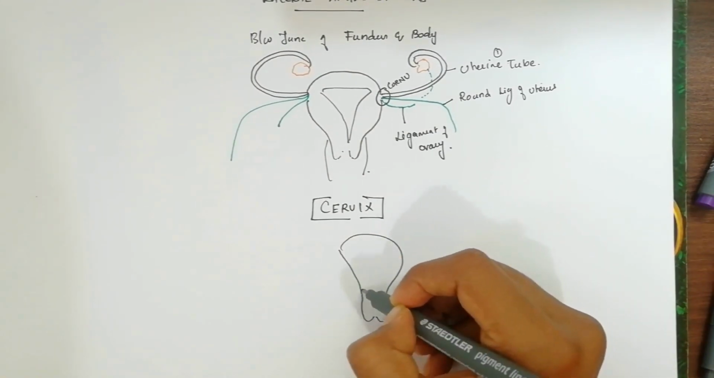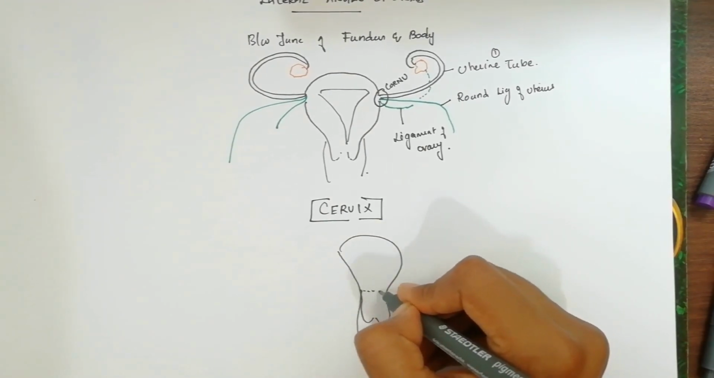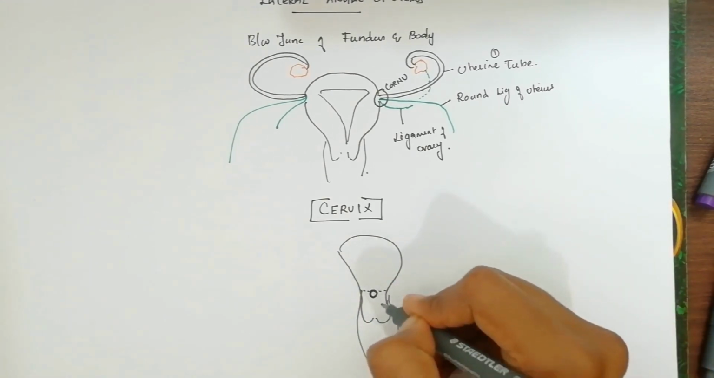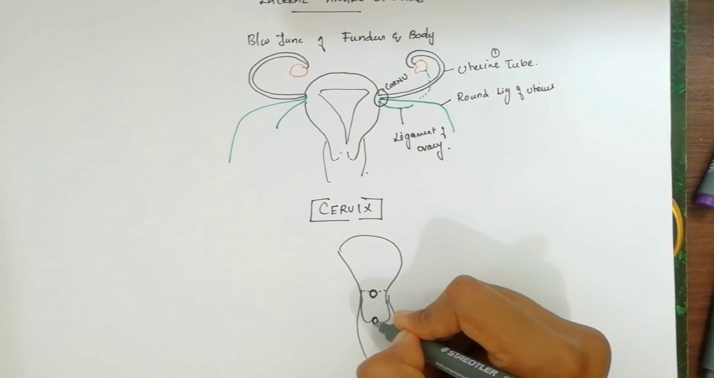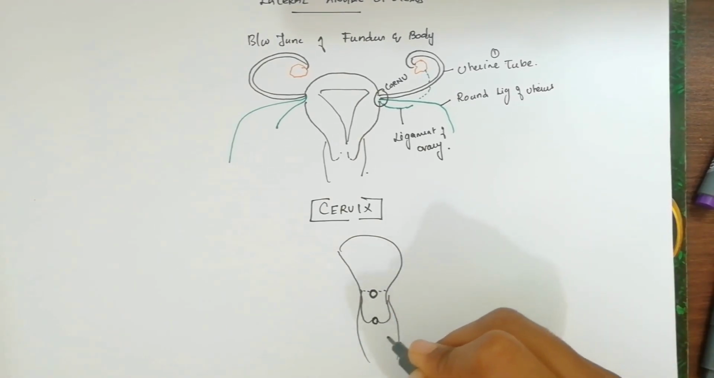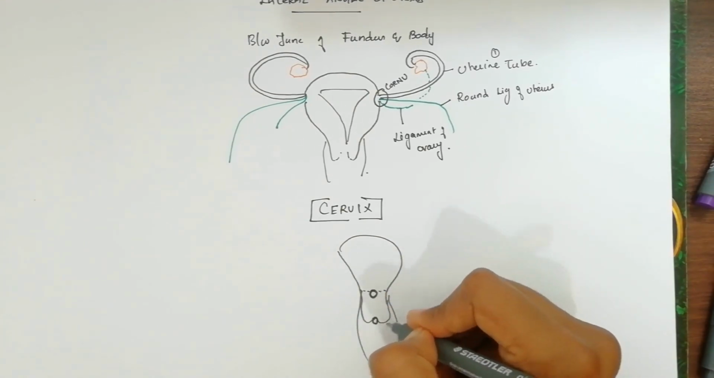So this point, the isthmus point, is where we have the internal os present over here. So that is an opening, and another opening is present at the end of the uterus, which we will call the external os. Just below the internal os, this whole cylindrical region is called the cervix region.